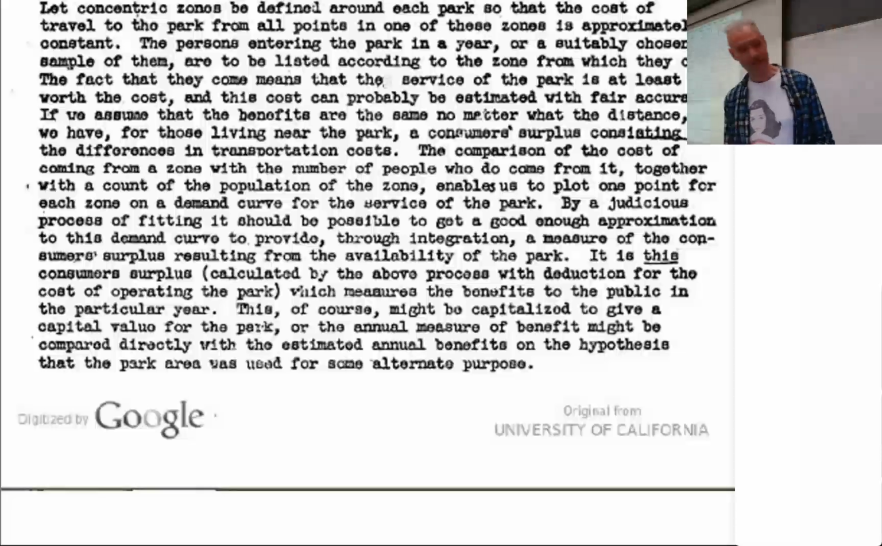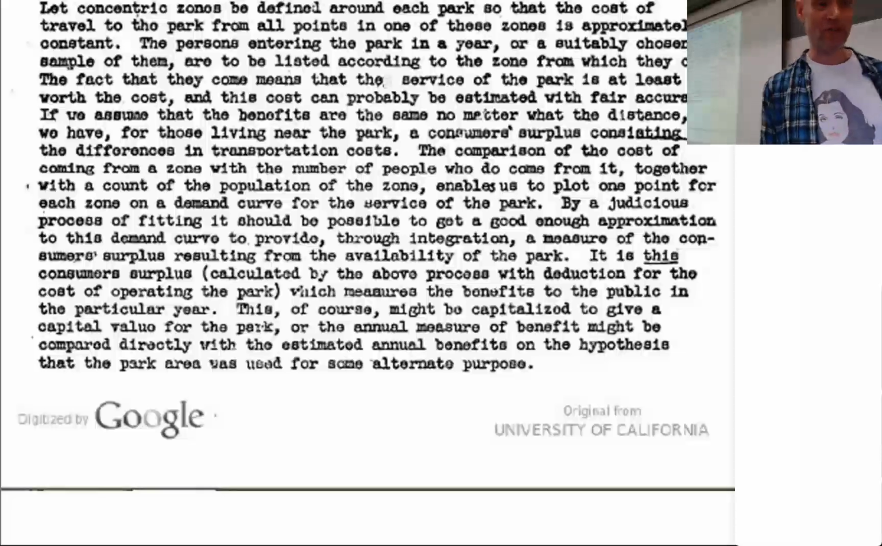And Hotelling answered as follows: let concentric zones be defined around each park so that the cost of travel to the park from all points in one of these zones is approximately constant. The persons entering the park in a year, or a suitably chosen sample of them, are to be listed according to the zone from which they came. The fact that they come means that the service of the park is at least worth the cost, and this cost can probably be estimated with fair accuracy. If we assume that the benefits are the same no matter what the distance, we have for those living near the park a consumer surplus consisting of the difference in transportation costs, or nowadays you need to call it the cisportation cost, right?